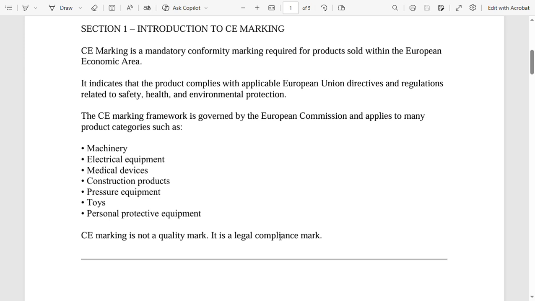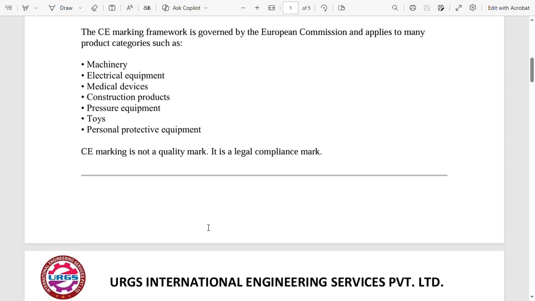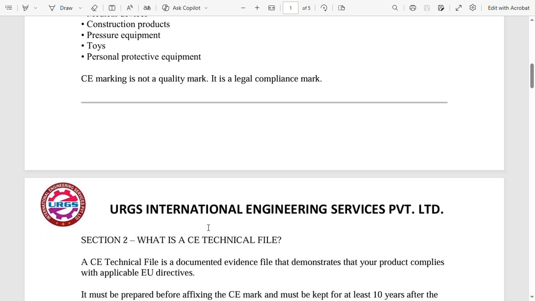Introduction to CE marking. CE marking is a mandatory conformity marking required for products sold within the European Economic Area. It indicates that the product complies with applicable European Union directives and regulations related to safety, health and environmental protection. The CE marking framework is governed by the European Commission and applies to many product categories such as machinery, electrical equipment, medical devices, construction products, pressure equipment, toys, personal protective equipment. CE marking is not a quality mark, it is a legal compliance mark.